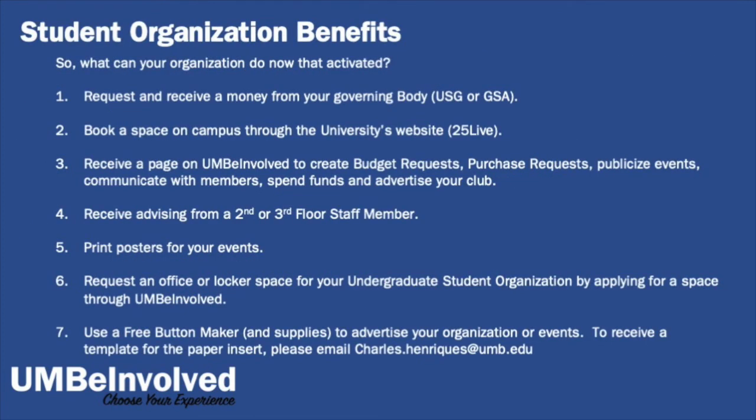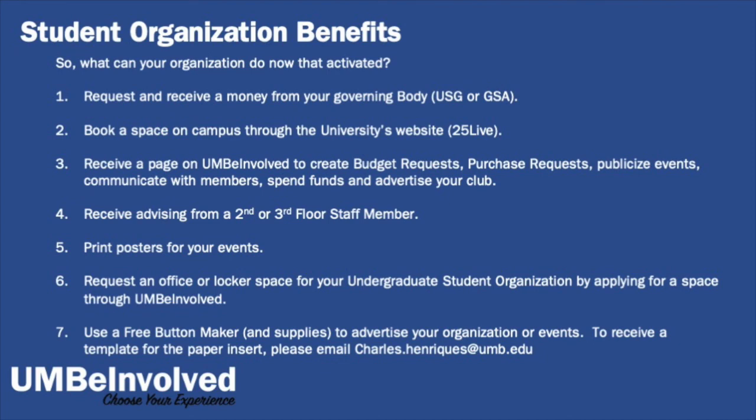Student Organization Benefits. So, what can you do as a student organization now that you are activated? You can request and receive money from your governing body, the USG or the GSA, book space on campus through the university's website, 25Live, receive a page on UMBeInvolved to create budget requests, purchase requests, publicize events, communicate with members, spend funds, and advertise your club.